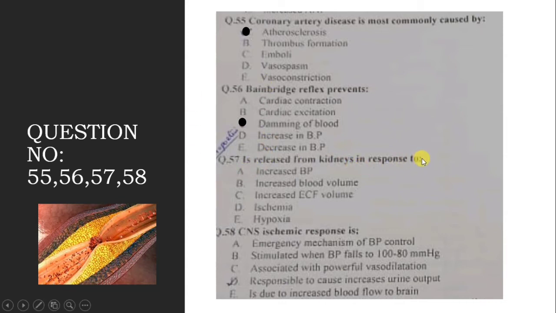What is released from kidneys in response to what? So it is basically asking about erythropoietin. Erythropoietin is released from kidneys in response to increased BP, increased blood volume, increased ECF volume, ischemia, or hypoxia. So hypoxia is basically the factor which causes the kidneys to increase the release of erythropoietin, which will lead to an increase in the RBC volume. CNS ischemic response: this is also a repeated question and the correct answer is A.